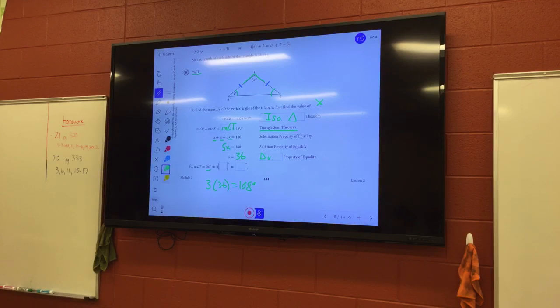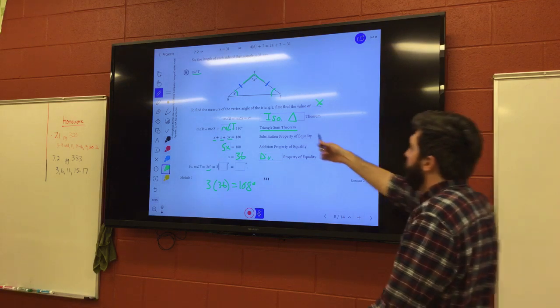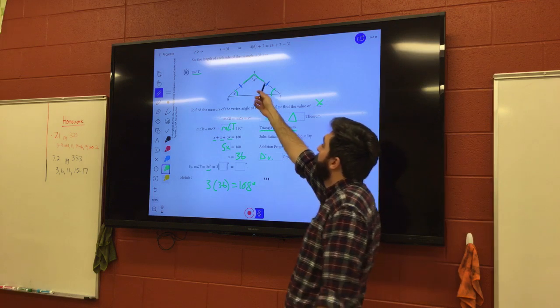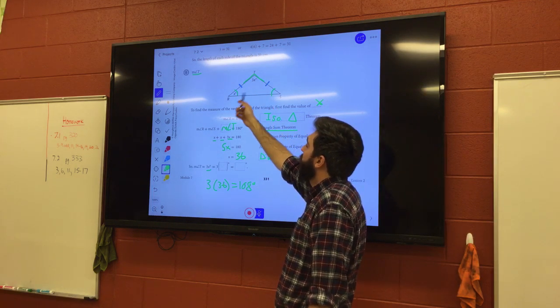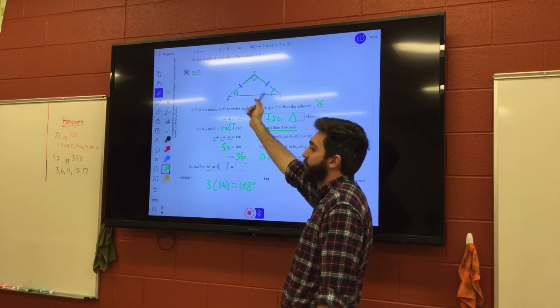Okay, so the thing you want to recognize for this problem is, first, once you see that it's an isosceles triangle, you know you're going to be using this theorem. And that theorem just tells you if you have two congruent sides, the angles across from them, the opposite angles, are also equal.